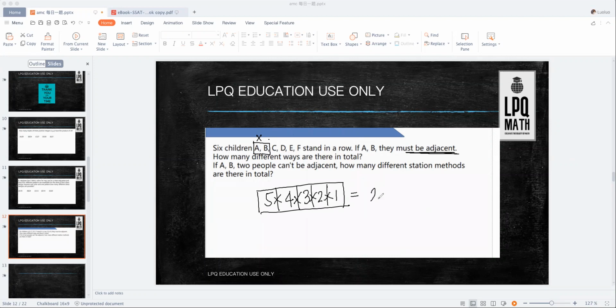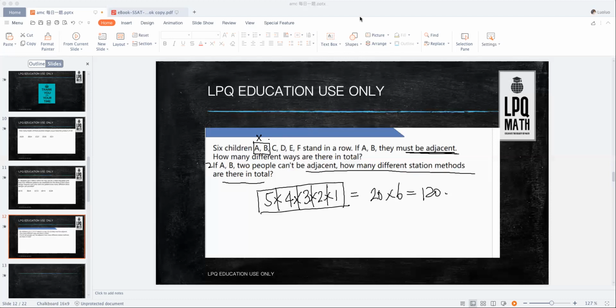So what is the answer? It is 20 times 6 equals 120. 120. So now the second question is A and B, two people cannot be adjacent. How many different standing methods? So now A and B are never sitting together, okay? So what is the answer for this one?